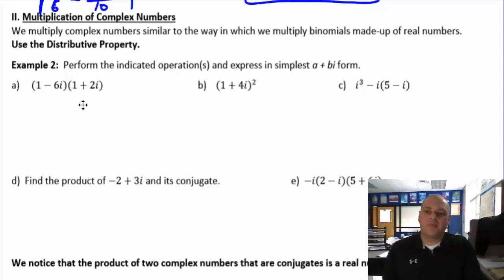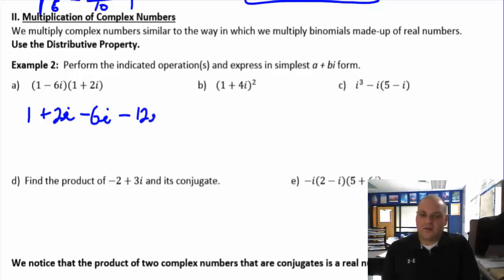Well, multiplying complex numbers is going to be like using the distributive property, just like we would multiply binomials with x's. One thing you could do is use a tabular method. It may help you use a tabular method. I'm not going to do that in the video, but set up a table if that helps you. 1 times 1 is 1. 1 times 2i, 2i, negative 6i, and then minus 12i squared. 6i times 2i, 12i squared, minus, right?